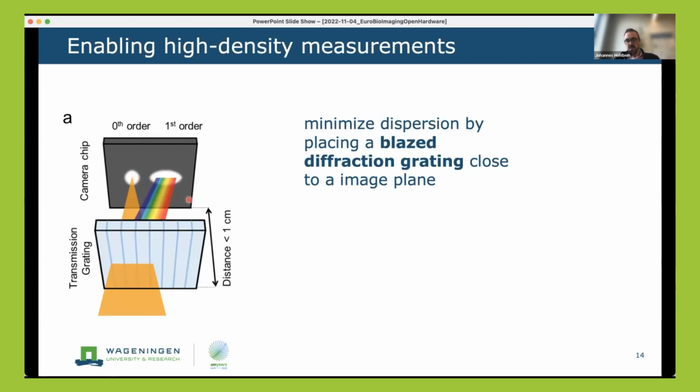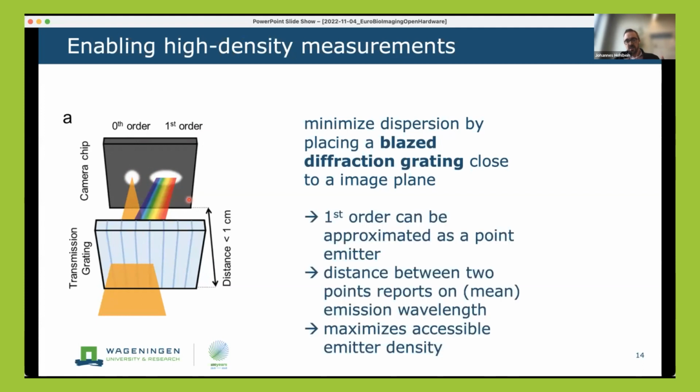The main idea is now to bring that transmission grating as close as possible to the camera chip, or to the image plane. That way, we minimize the distance, we minimize the dispersion, and we can approximate basically the 0th and the first order by a single point. This allows us then to take standard super resolution localization algorithms to determine the center of mass, or the center position, of every fluorophore.